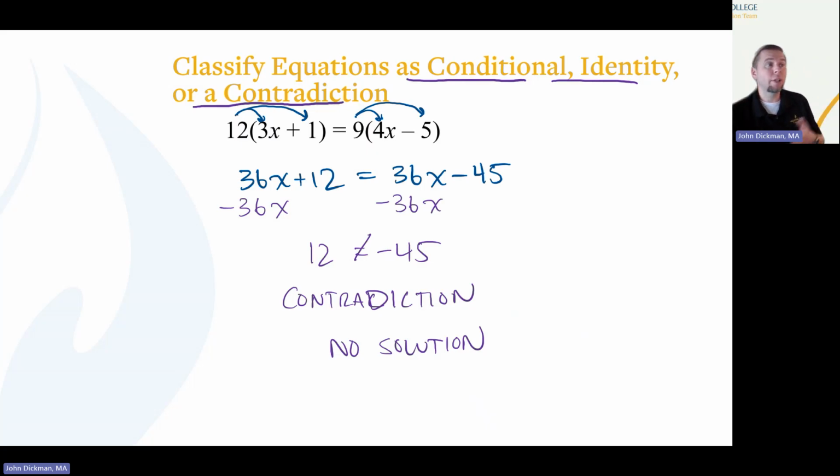So a contradiction is exactly this. We end up with a mathematical sentence that doesn't make sense. 12 doesn't equal negative 45. And we didn't do anything mathematically wrong to try to solve this equation. We used the properties of equality that we've been using. We did everything we were supposed to do, but there's still no solution to this problem because the original setup was a contradiction.